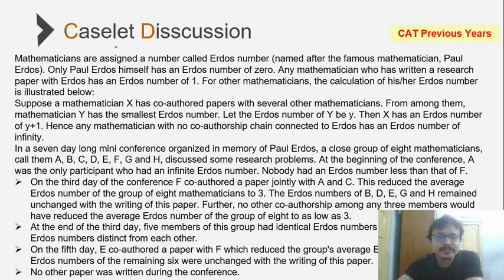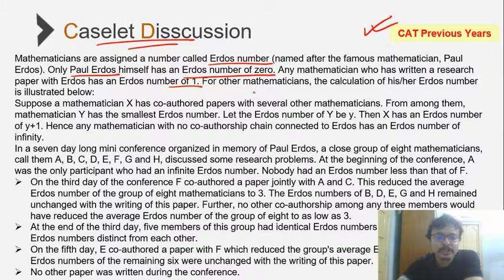So let's look at today's set on DI, which is from the CAT previous years, and it is a bit of a logic-based DI set. We are talking about Erdős number. So Erdős number is named after the mathematician Paul Erdős, who has an Erdős number of 0. And a mathematician who has written a research paper with Erdős has an Erdős number of 1.